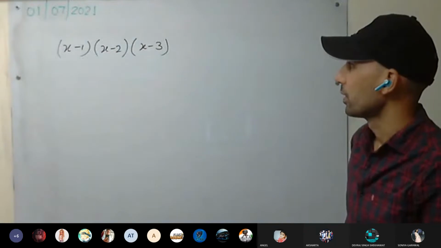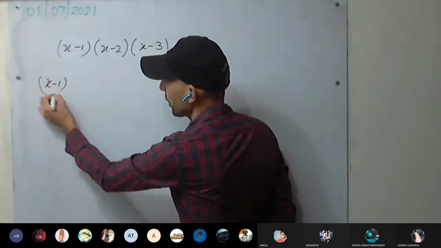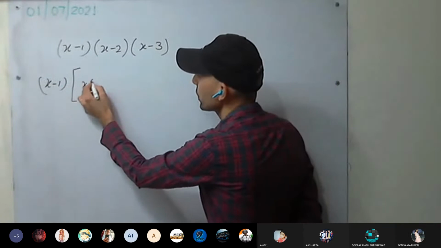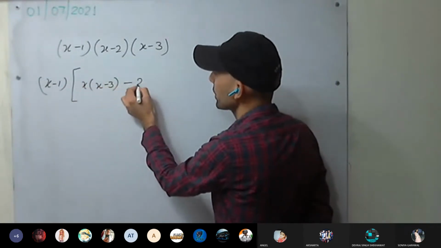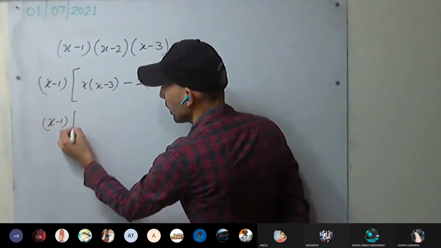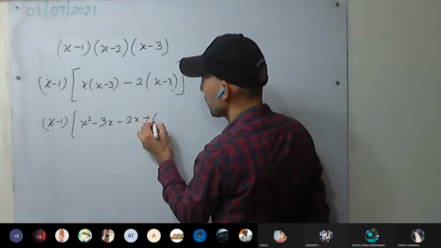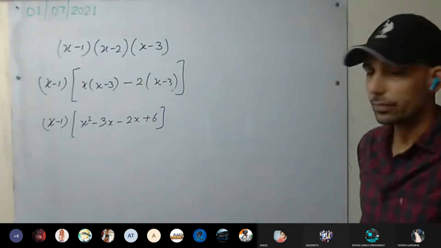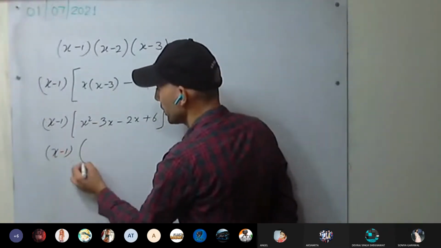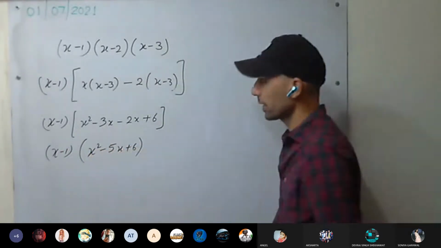So I am multiplying these two first. x minus 1 I'll keep outside, and within a big bracket I'll solve everything. x into x minus 3, minus 2 into x minus 3. x square minus 3x minus 2x plus 6. Solve this one. x minus 1 into x square minus 5x plus 6.